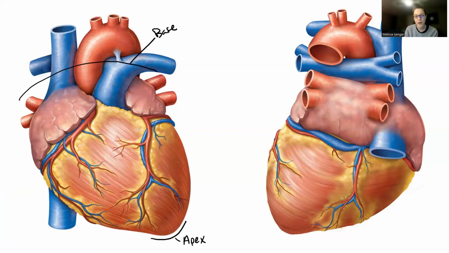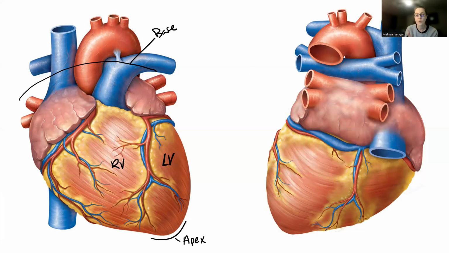So if that's my apex, that means this whole area is my left ventricle. And I'm just going to abbreviate. You are not allowed to abbreviate on tests; you have to write the whole thing out. This is the anterior interventricular sulcus, which holds these coronary blood vessels. It separates the left ventricle from the right ventricle, which is right there.